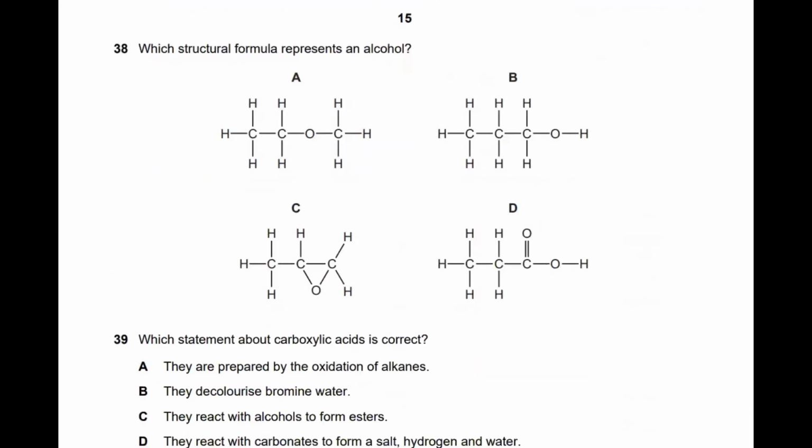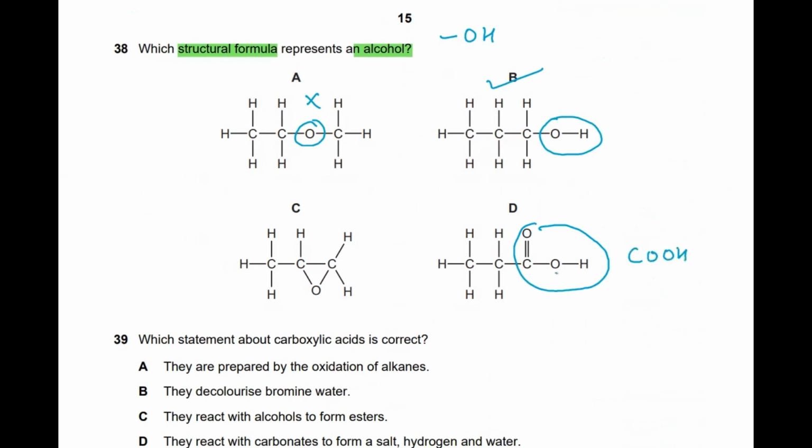Now coming to question 38, the structural formula that represents an alcohol. For an alcohol, we have to look for a hydroxyl group. So this is only oxygen. This is not an alcohol. This is OH. Yes, B is an alcohol. Here, this is C double bond OH, so this is COH. This is not an alcohol, right? It's a part of the carboxyl group, which makes it a carboxylic acid. So D is incorrect, and again, we don't have it here. So for question number 38, B is the correct answer.